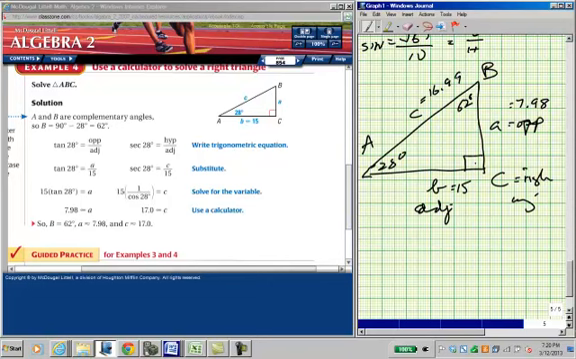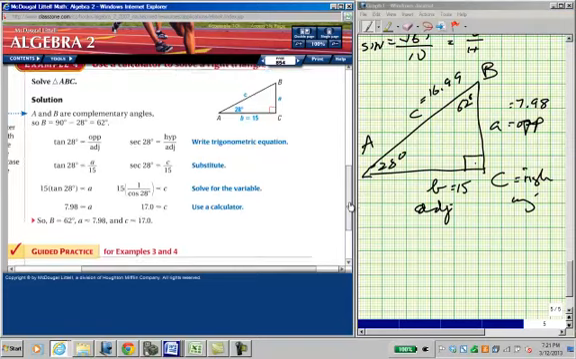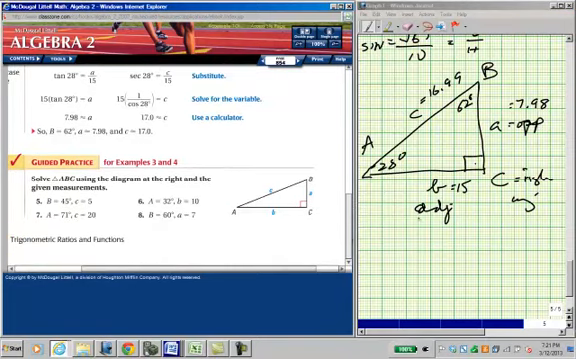Now the book calls it 17, which is fine with me. Okay, so we've solved the triangle. Solving the triangle means finding all three sides and all three angles. So now we're going to do some guided practice here. Now they give us a triangle that we're working on, okay?